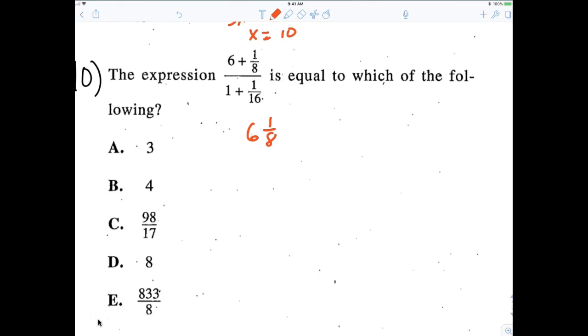And then 1 plus 1/16 is the same as 1 and 1/16. Now, here is what I need for you to do. Now, this would be a good one to do what? Yeah, do it on your calculator. Type in 6 and 1/8 divided by 1 and 1/16.